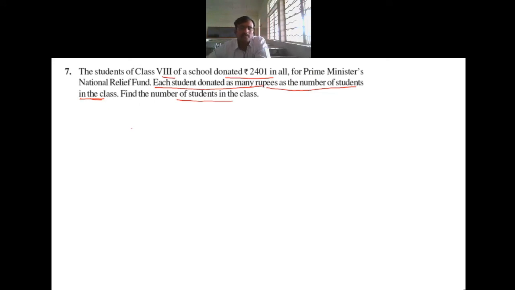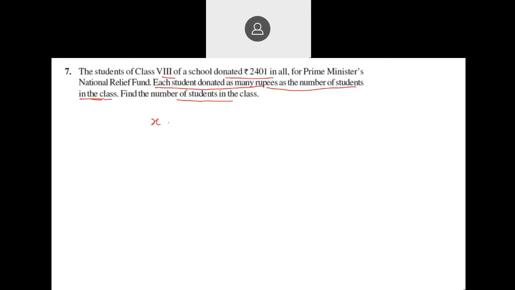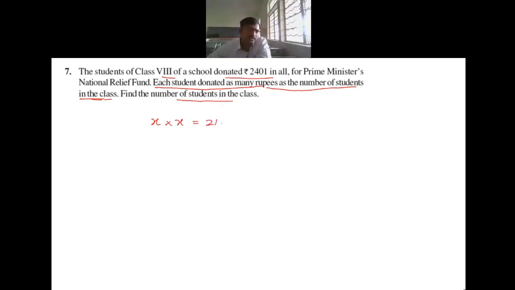Very good. Each student donated as many rupees as the number of students in the class. If the number of students is x, then the rupees donated by each student is x, and then we have to take x square, which is 2401. So x students contributed x rupees each. So x times x is 2401.